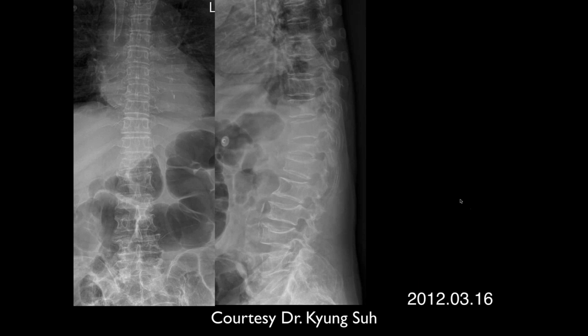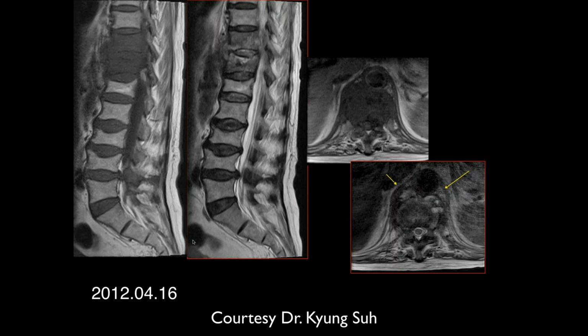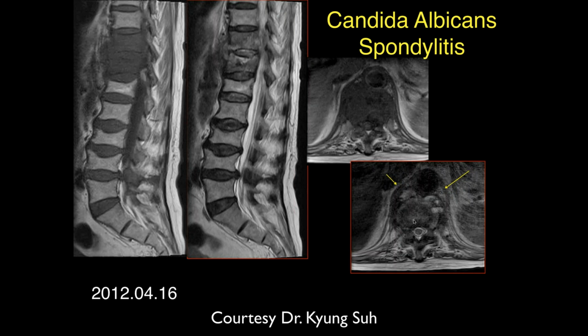3/16. 3, 2. Yeah. So it's extending to the next level. 4/16. Yeah, it's extensive. The paraspinal muscle is also involved, the paraspinal area. I mean, not psoas. Yeah, so this is all Candida spondylitis. Okay. Extending. Yeah.